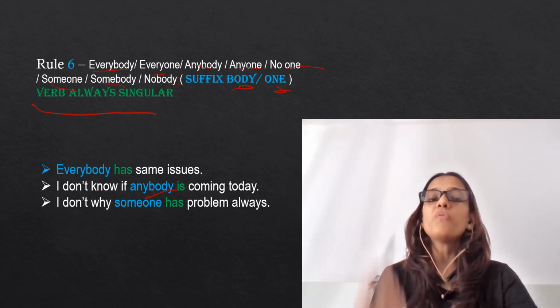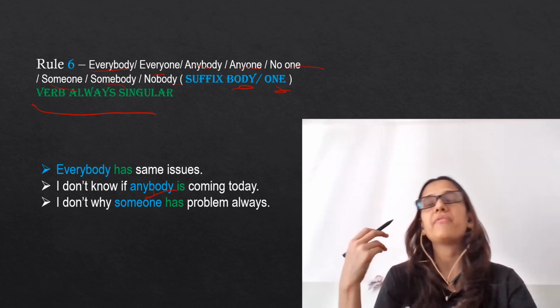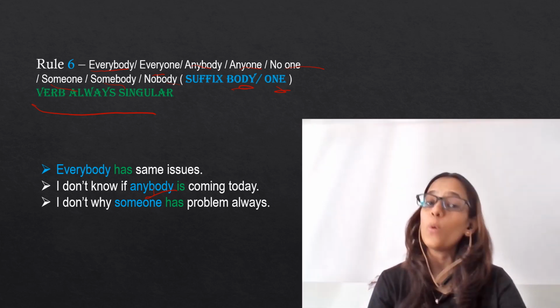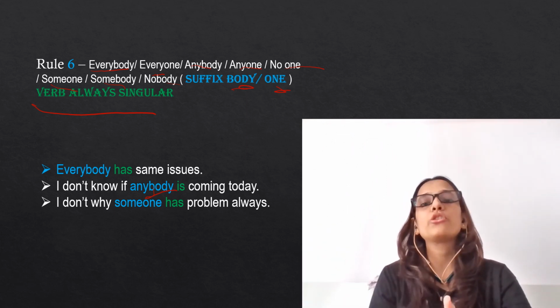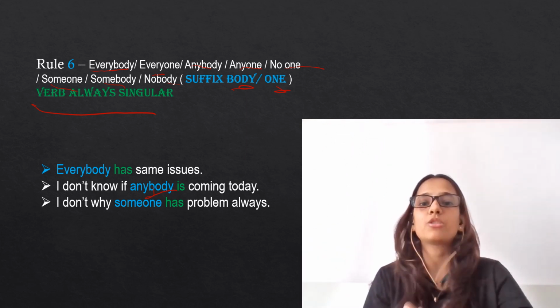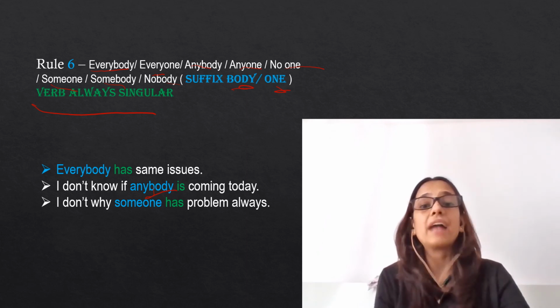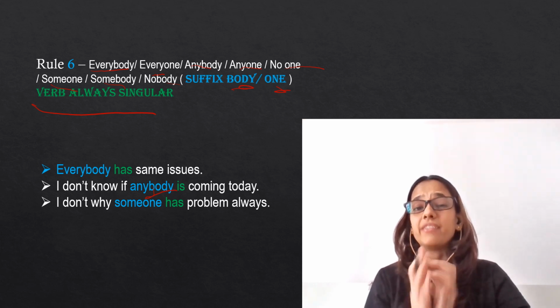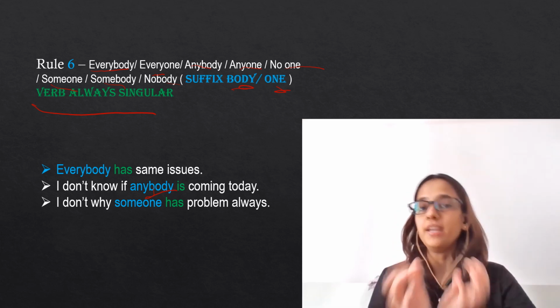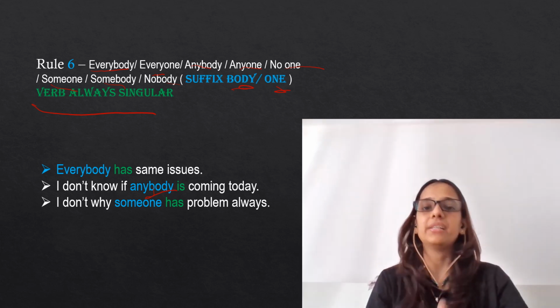A singular verb. So when the words are like everybody, everyone, anyone, anybody, no one, someone, somebody, nobody, we have to look at the suffix. This is a trick. Please do remember this is a hack so that you perform well in your exam. You don't get confused. It's very simple. Interesting rules we'll be learning today, so please remember and pay attention.